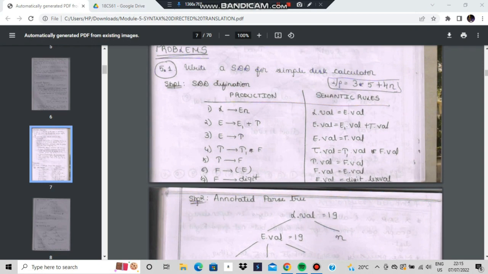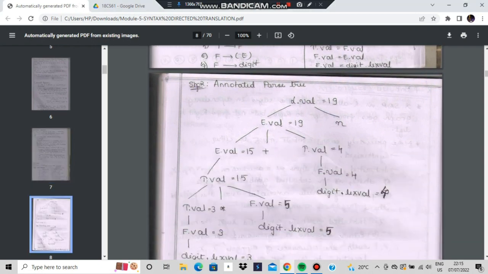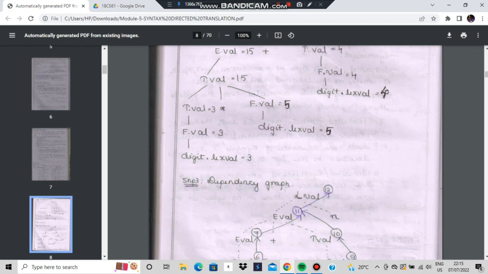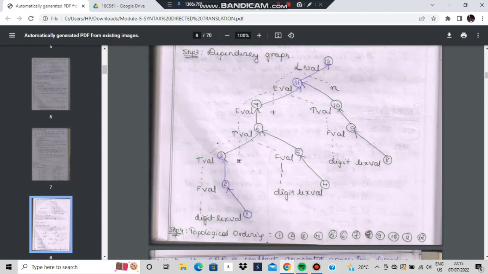After creating the annotated parse tree, the simple thing you need to do is the topological sorting. For that, you need to draw the dependency graph. For the dependency graph, you just have to write the same thing, the annotated parse tree, and write the steps. From here, what you took: 1, 2, 3. 3 steps you took, you stopped here. 4, 5, you stopped here.